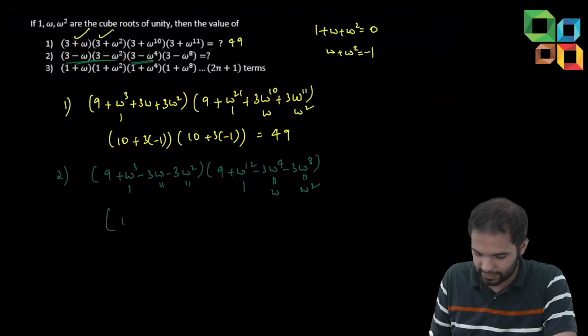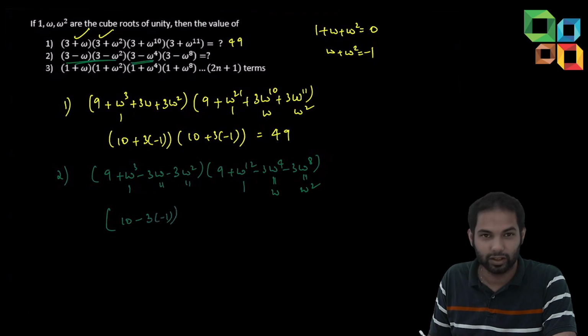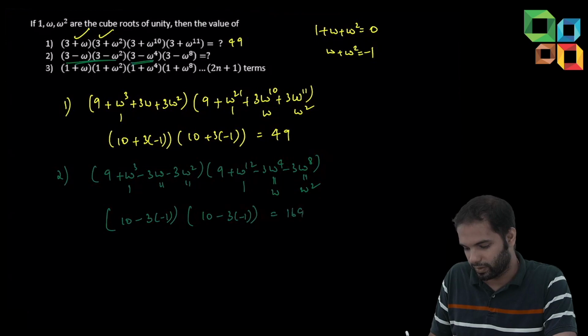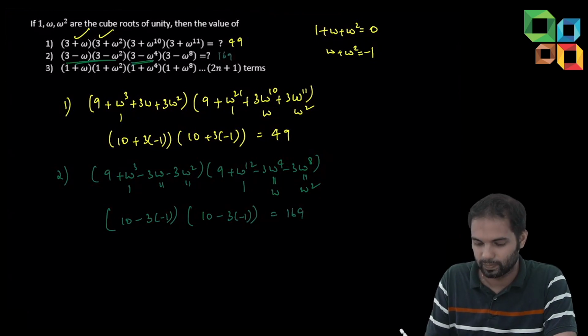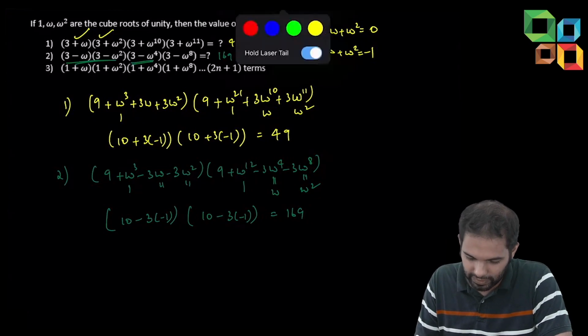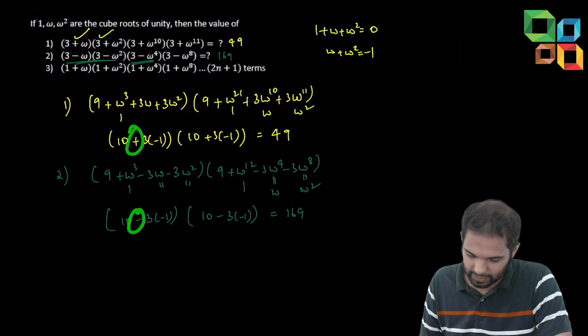So you can see that this is 10 minus. Now here we have already 3 into minus 1. Instead of plus, we got minus. So this is again 10 minus 3 into minus 1. So we have 13 into 13, 169 would be our answer. Just by changing the negative sign, right? So here we had plus, now we have minus. That's the only difference.